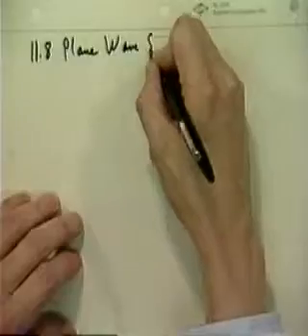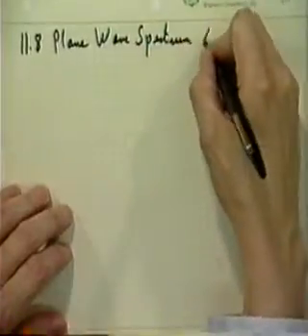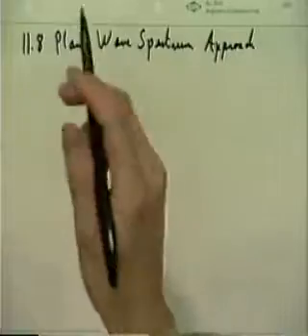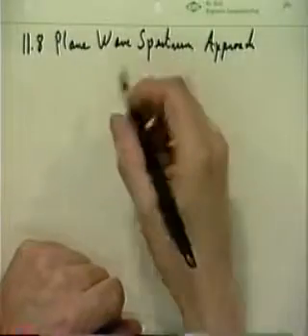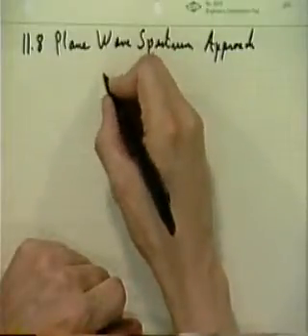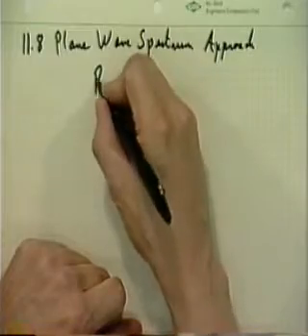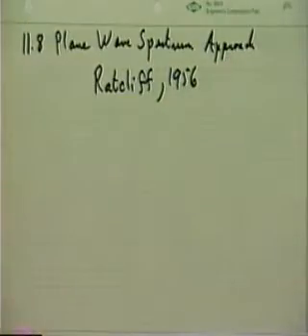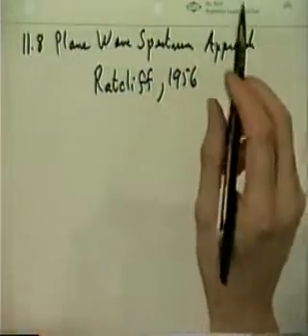Okay, section 11.8 is what we're going to start out on today. Plane wave spectrum approach. Well, the first time I heard about this or read about it was in the first edition of Goodman's book, but it dates back sometime into the 50s, I guess. And also, if you go to Goodman's book, you'll find a reference by Ratcliffe, which is 1956, which talks a little bit about this plane wave spectrum approach.